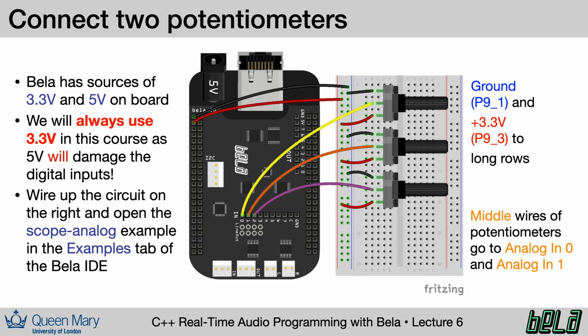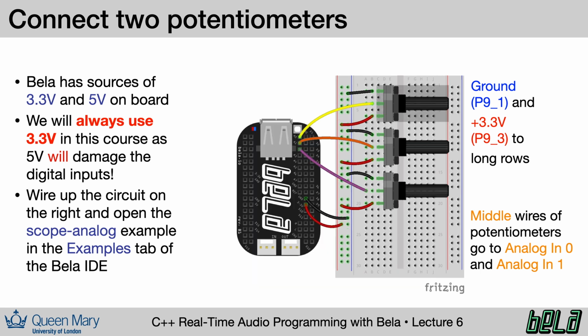Wherever possible, I recommend that you follow the color code of using black wires to carry ground signals, red wires to carry power, and other colors to carry other kinds of signals. This makes it easy to look at your circuit and understand what it's doing. If you have a Bela Mini, you can use the same breadboard circuit, but the power, ground, and analog inputs are in slightly different places, as shown here.